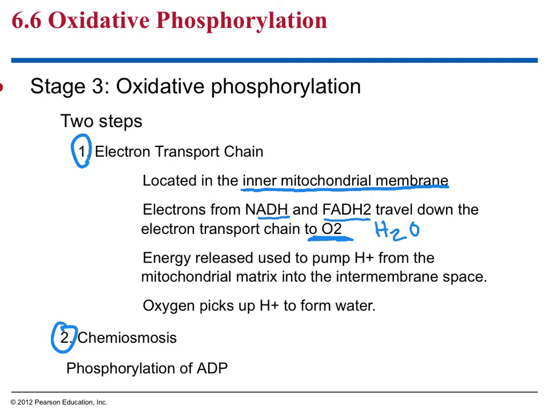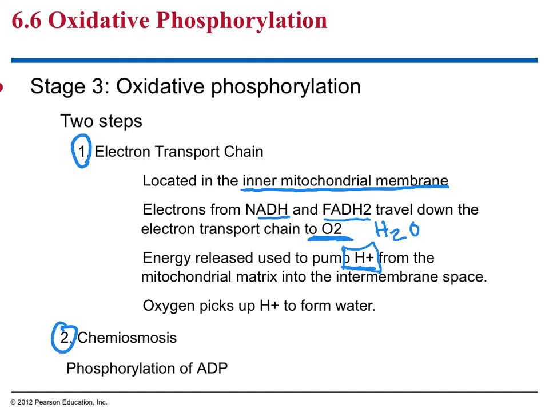So the energy that is released as the electrons fall down that electron transport chain is used to pump those free hydrogen ions from the mitochondrial matrix into the intermembrane space. Remember earlier I said watch those hydrogen ions, they're going to be really important. This is where they come into play. So essentially that energy that's released is used to set up a concentration gradient where you're going to have greater amounts of hydrogen ions on one side of a membrane than you do on the other.